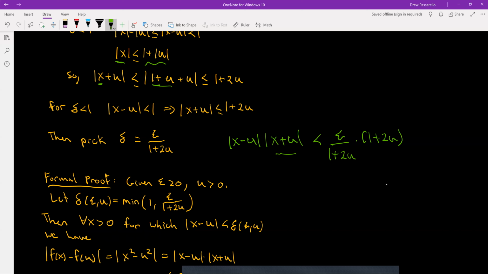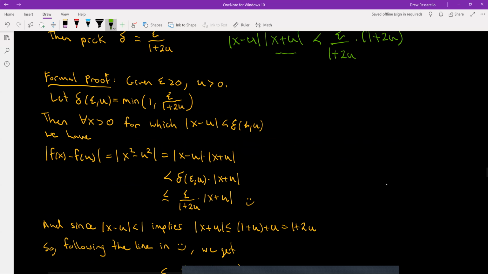Given epsilon, so this is the formal proof, given epsilon greater than 0 and u greater than 0, let delta be the minimum of 1 or epsilon divided by 1 plus 2u. Then for all positive x values for which the absolute value of x minus u is less than delta, we have the absolute value of f of x minus f of u equal to x squared minus u squared, which becomes the absolute value of x minus u times the absolute value of x plus u.